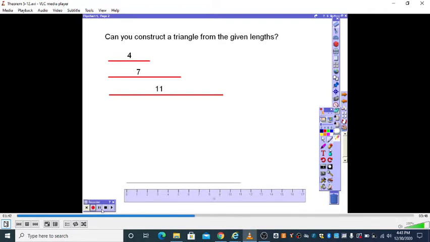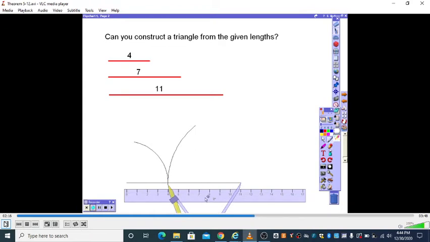I'm going to continue to let this run. That segment length is 11 units long. And like the last one, this will be 4 units from that endpoint. And we'll do the same thing with the other side. That one's 7 units from that endpoint.